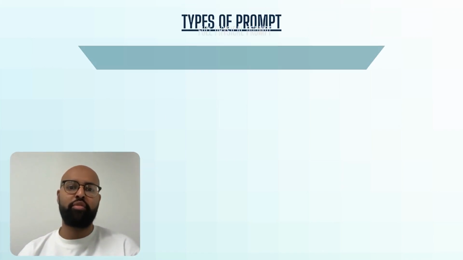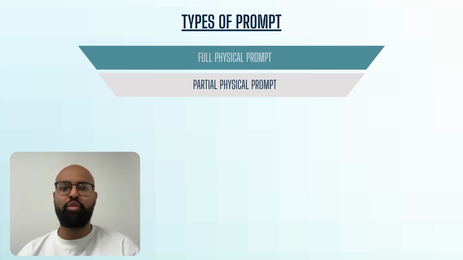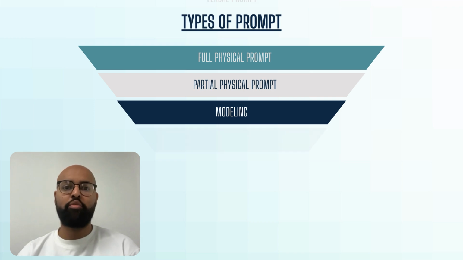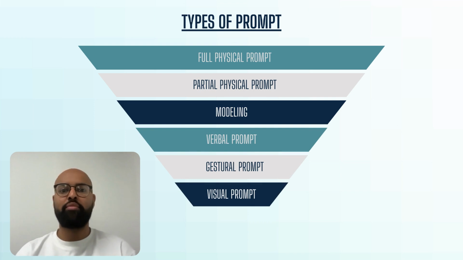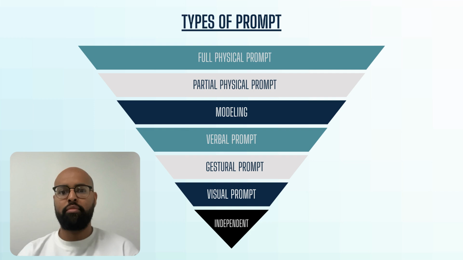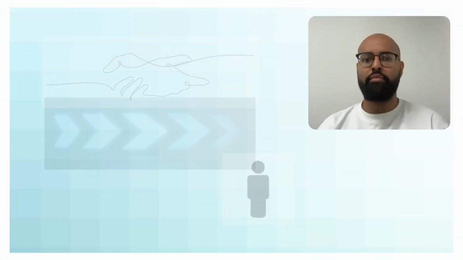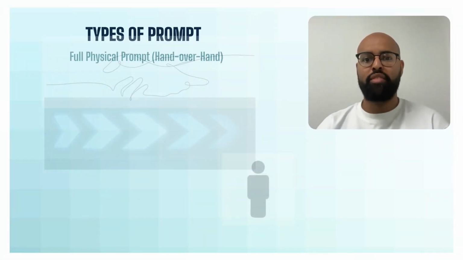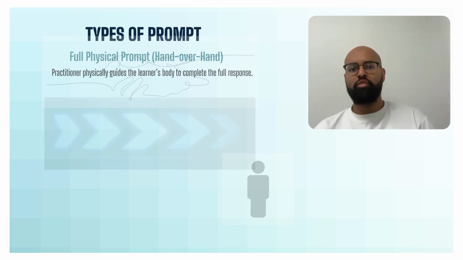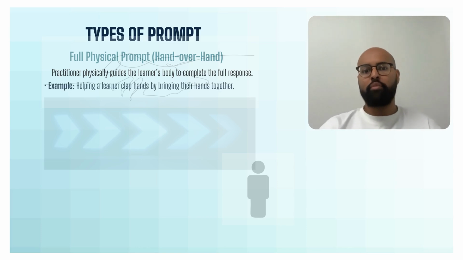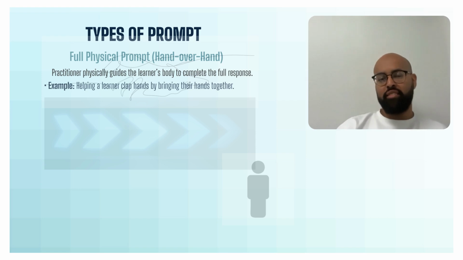There are types of prompts in ABA, and these are full physical prompt, partial physical prompt, modeling, verbal prompt, gestural prompt, visual prompt, and independent prompt. First type of prompt is full physical prompt or hand over hand. This involves physically guiding a learner through the whole response via maneuvering their body parts to achieve the correct response. Example: helping a learner clap hands by bringing their hands together.